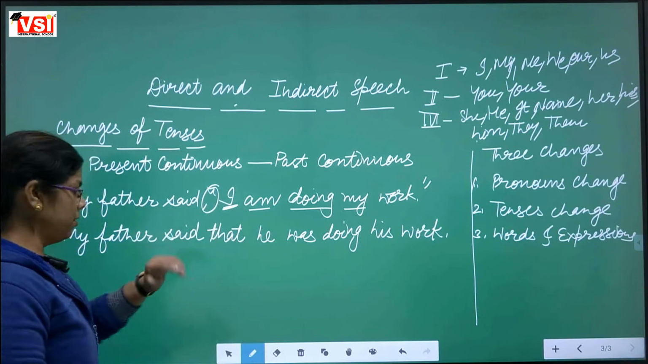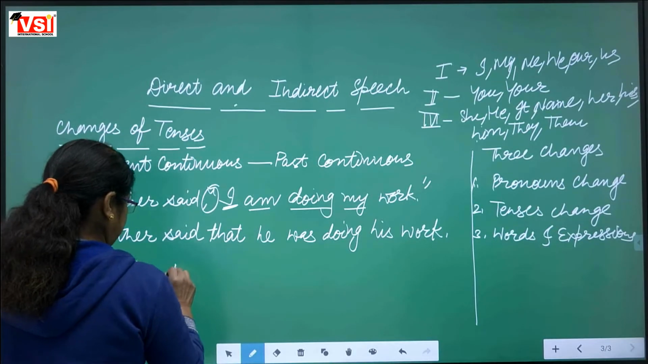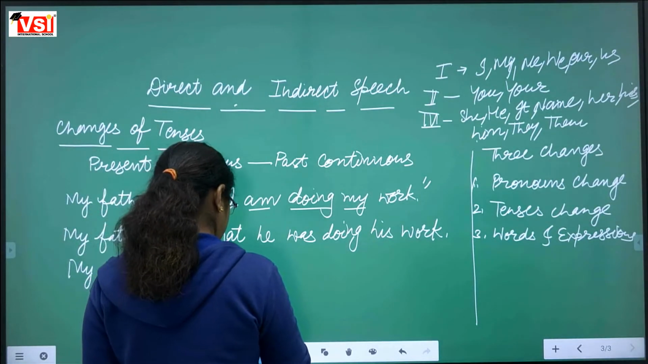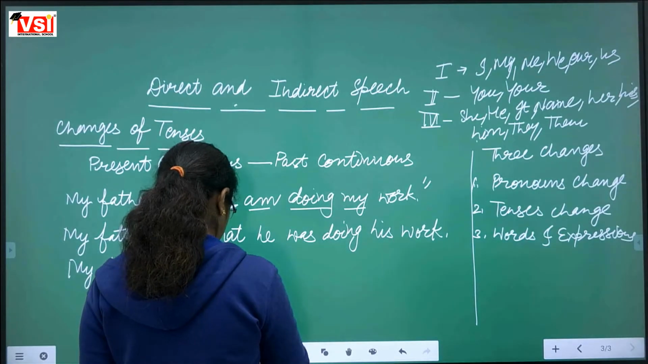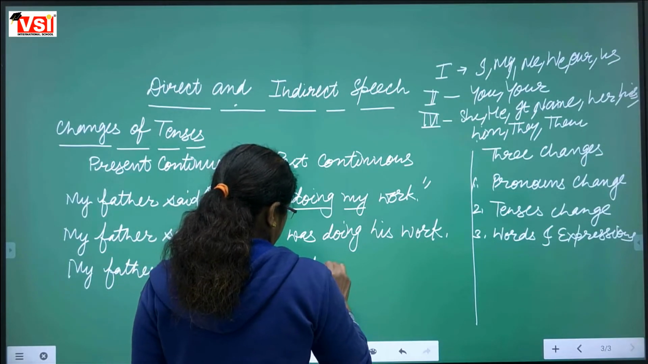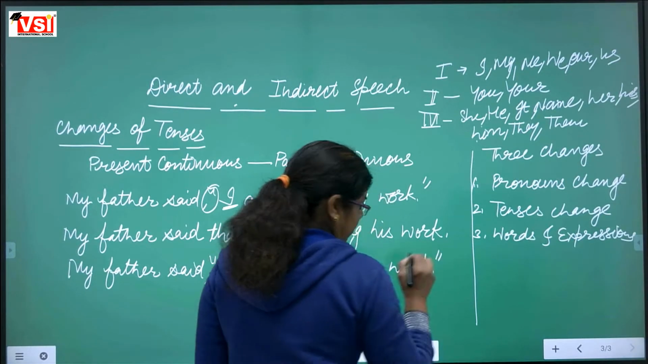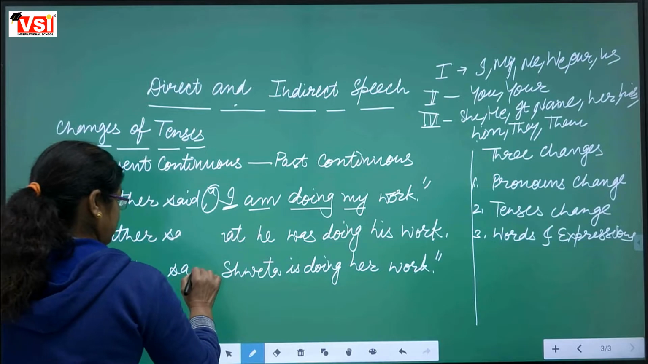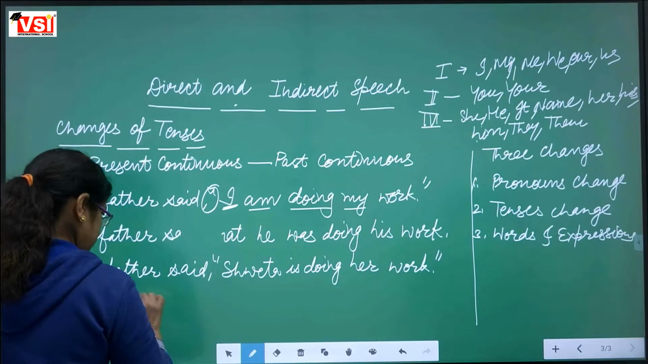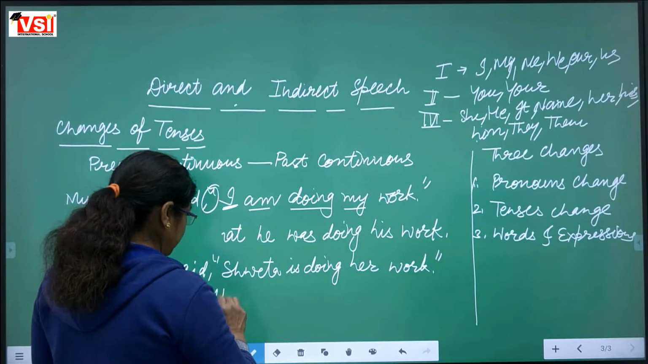For each and every word, you have to concentrate on each and every word. Now understand this with one more example. My father said, inverted comma, Shweta is doing her work. Fine. Now see, we are changing it now. My father said, inverted commas will be removed again, and we will use that at its place.